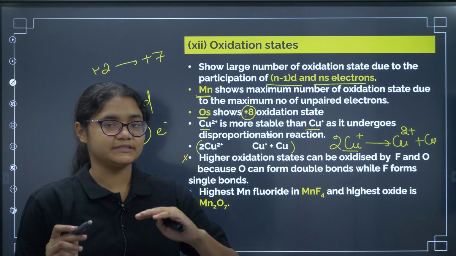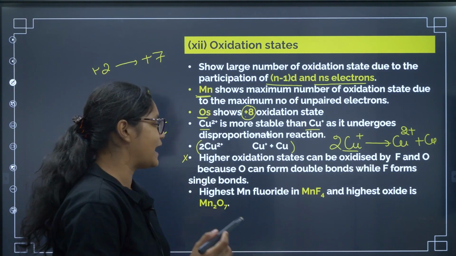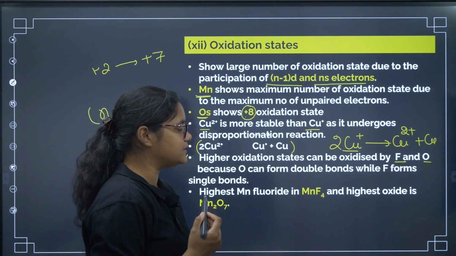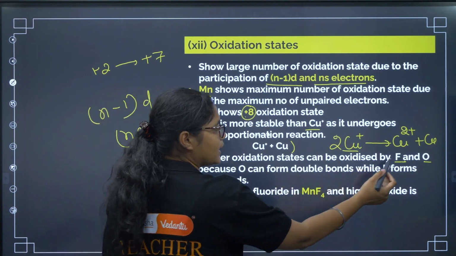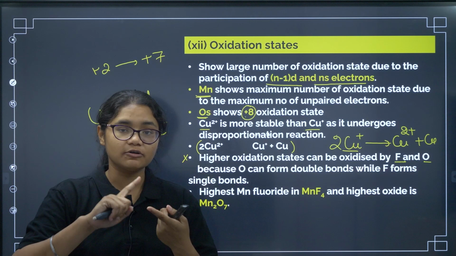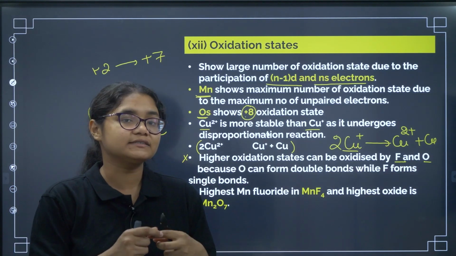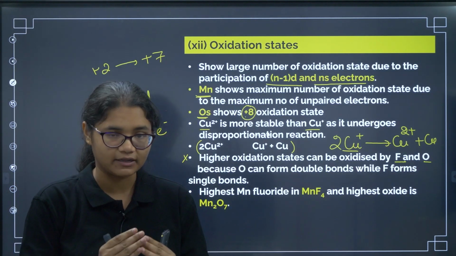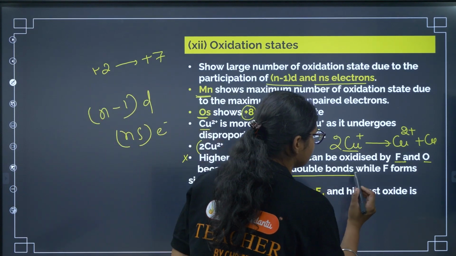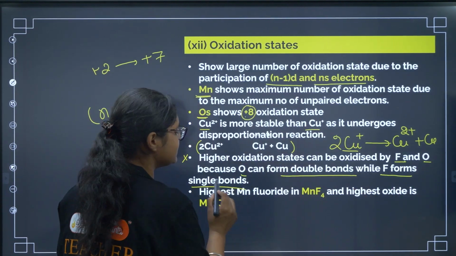Next, this is an important point. All the higher oxidation states of the transition elements can be stabilized by fluorine and oxygen. What is the reason for this? Fluorine and oxygen both are highly electronegative. But again, if we compare fluorine and oxygen, which can stabilize the higher oxidation states better, that is oxygen. The reason for this is that oxygen can form double bonds while fluorine can form only single bonds.